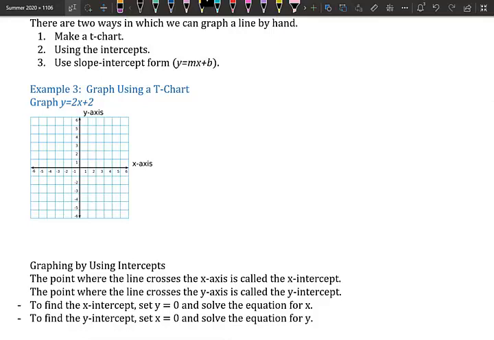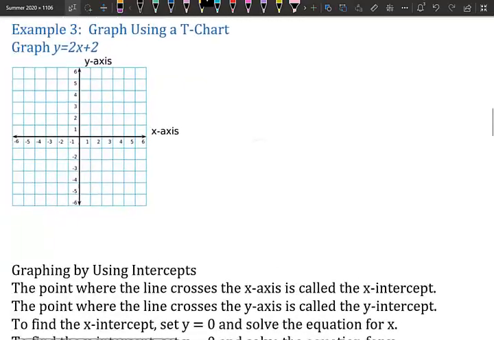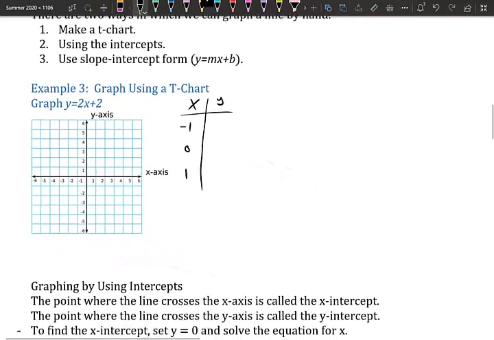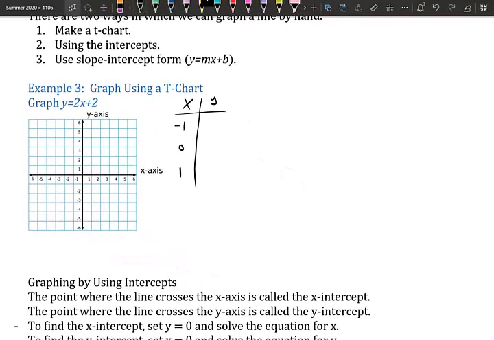Alright, so let's use a t-chart. A t-chart is just that, it's x and y. And we just pick any x. So the x's I like to pick are -1, 0, and 1. Why? They're small numbers, and I like 3 points. So you can pick any number you want, but keep it small because you have to plug them in.